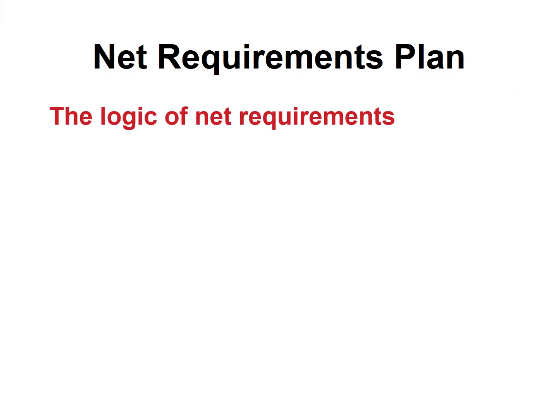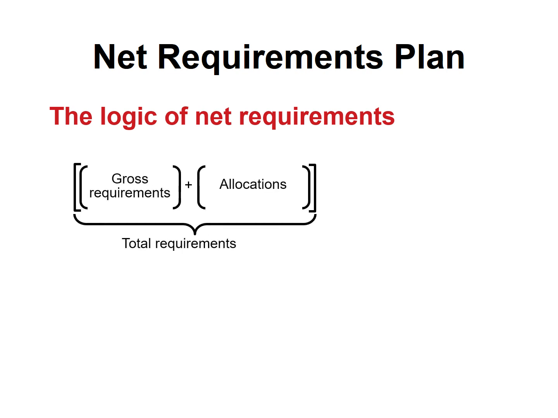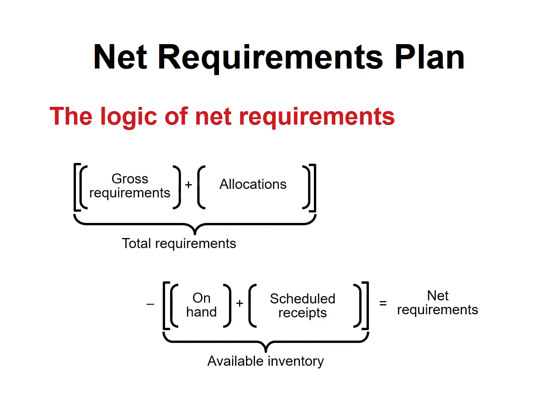So the logic of net requirements is you have your gross requirements plus your allocations, equaling your total requirements. And then you take that and subtract what's on hand and scheduled receipts for what's coming in, and it gives you your net requirements.